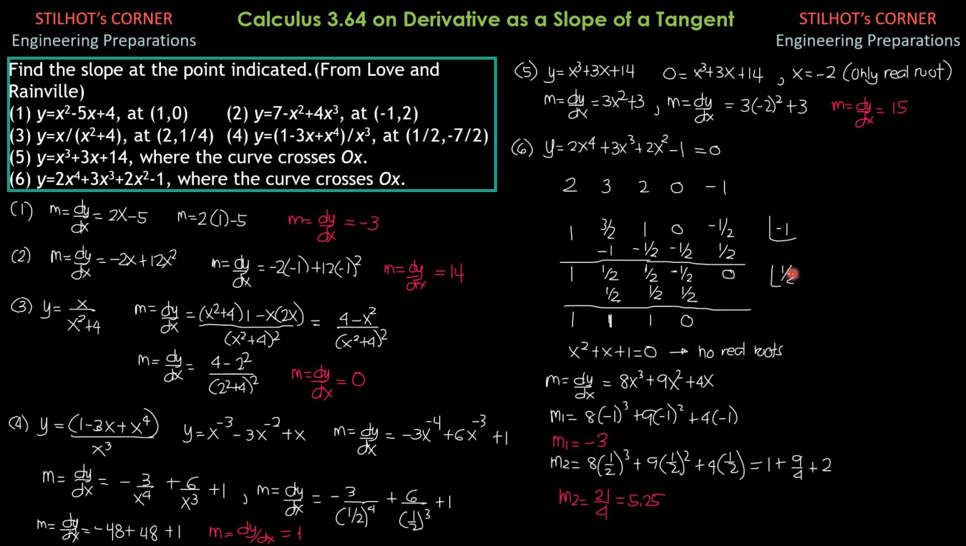Then at the point 1 half comma 0, the slope is 8 times 1 half cubed, which is 1, plus 9 times 1 half squared, which is 9 over 4, plus 4 times 1 half, which is 2. So 1 plus 9 over 4 plus 2. That's 4 plus 9, 13, plus 8, 21. So the slope at the point 1 half comma 0 is 21 over 4, or 5.25.